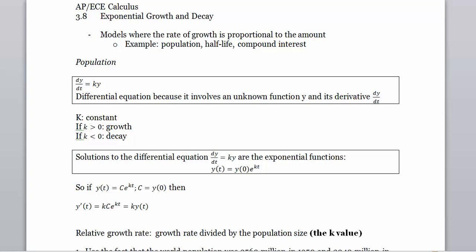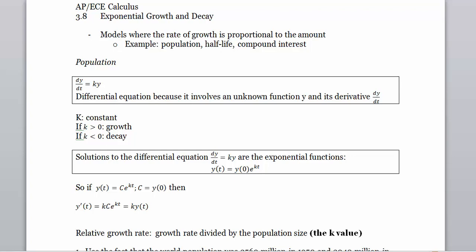dy/dt, remember, is just the derivative, equals k times y. This is considered a differential equation because it involves an unknown function and its derivative. So dy/dt is the derivative. y is the actual y value, like how many people there are in the population. And k is just a constant. K is called your constant. Okay, if k is greater than 0, it's growing. Less than 0, it's decaying.